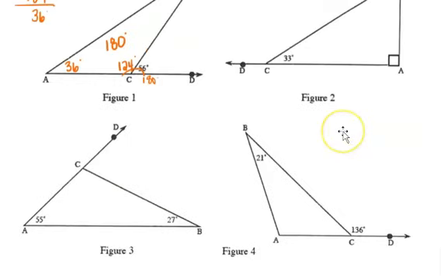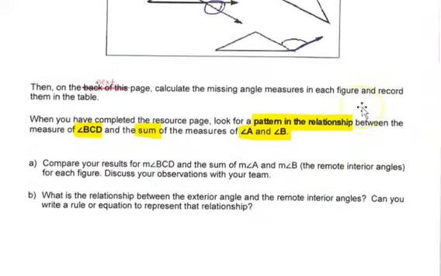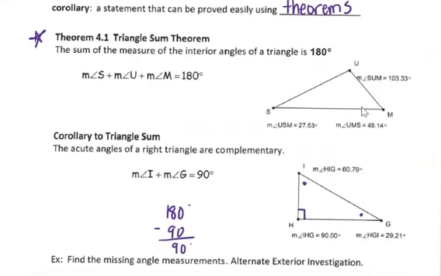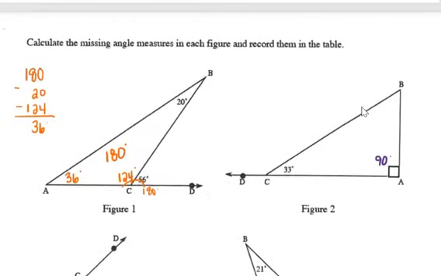Let's look at our second one. Figure number 2. Now, I know right away that little box here, 90 degrees. Alrighty, I see this is 33. So if you think back to our previous page, we talked about our corollary to the triangle sum. So if we have a right angle, that means our other two angles have to add up to 90. So if this is 33 degrees, that means this angle up here has to be 57 if these two angles have to add to 90.